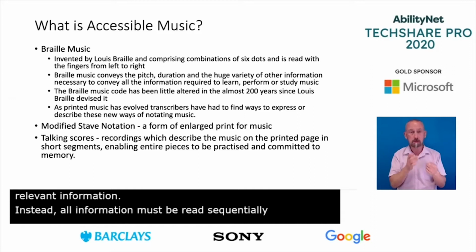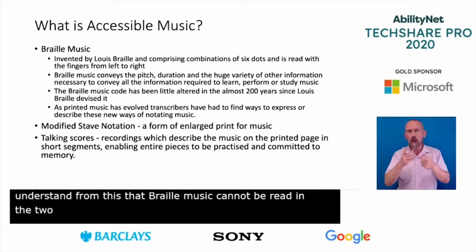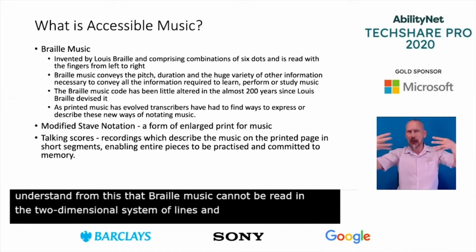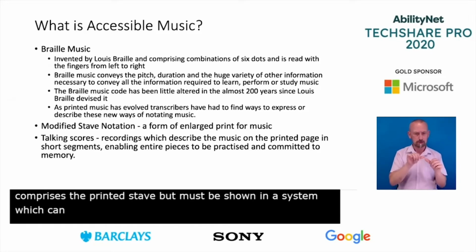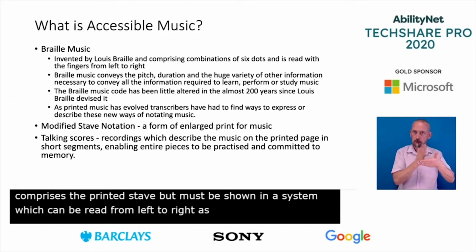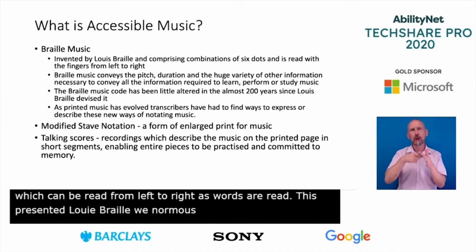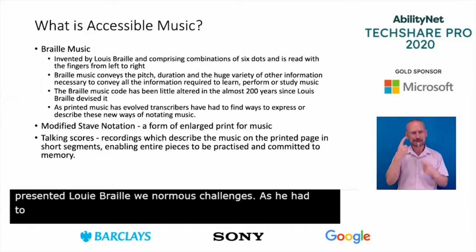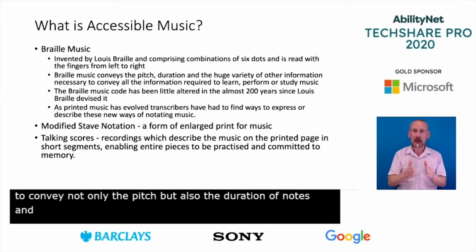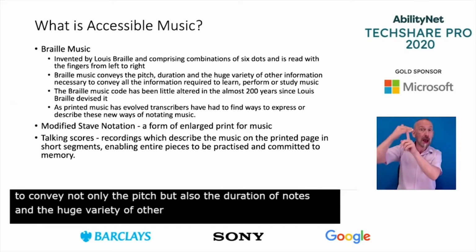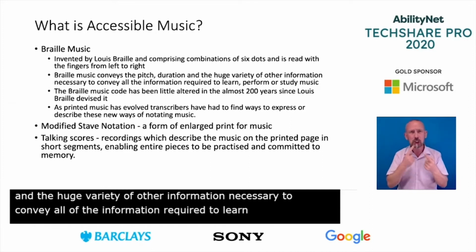You will understand from this that Braille music cannot be read in the two-dimensional system of lines and spaces that comprises the printed stave, but must be shown in a system which can be read from left to right, as words are read. This presented Louis Braille with enormous challenges, as he had to convey not only the pitch, but also the duration of notes, and the huge variety of other information necessary to convey all the information required to learn, perform, or study a music score.